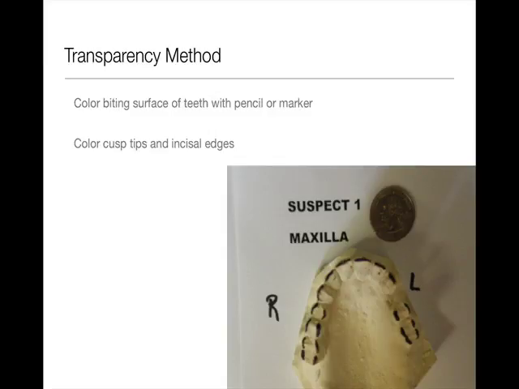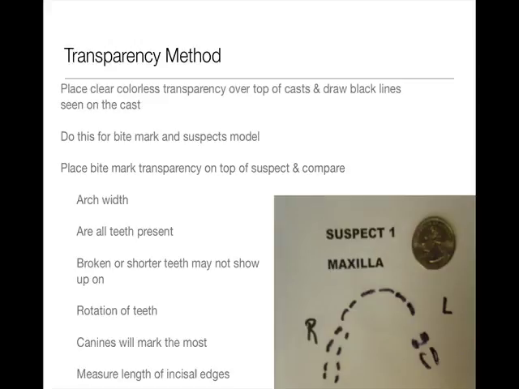One method of comparison is called the transparency method, where first you color the biting surface of the model. You cover the biting surface of the teeth on the model with a pencil or marker. What you would color are the cusp tips and incisal edges. Then you would place a clear colorless transparency over top of the cast, and you would draw where you saw the black lines as seen on the cast. You do this for the bite mark and the suspect's model. Then you place the bite mark transparency on top of the suspect's transparency and compare.